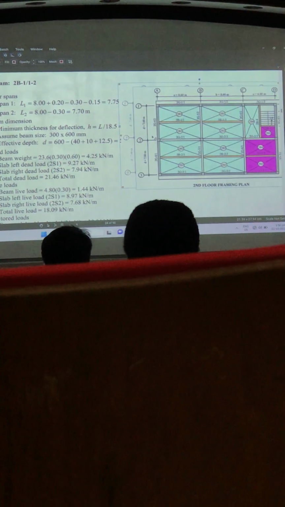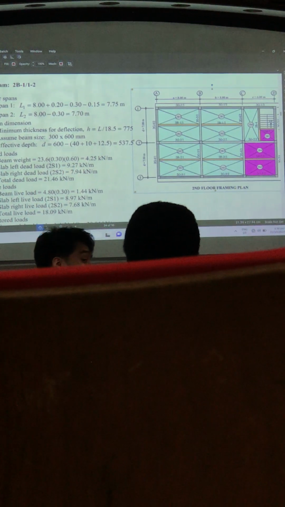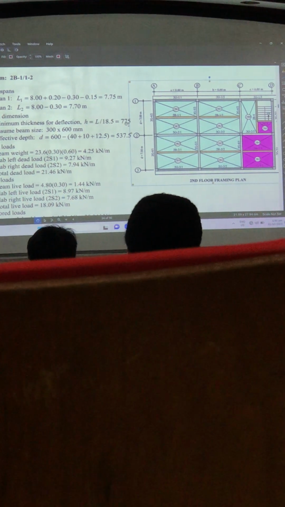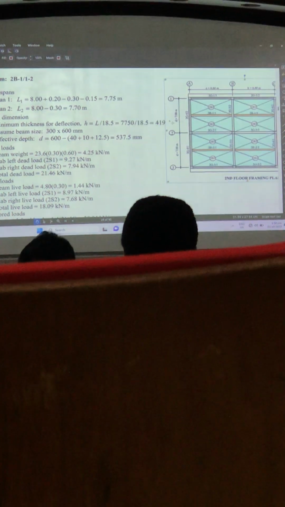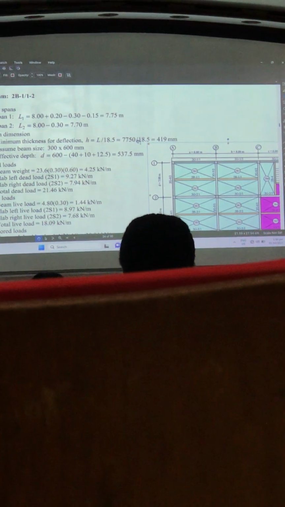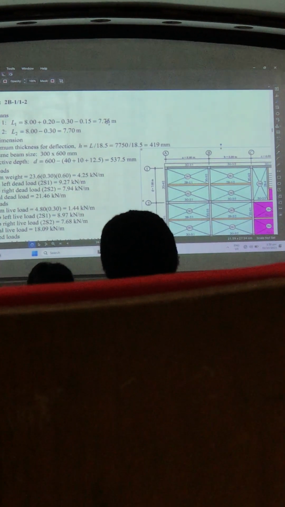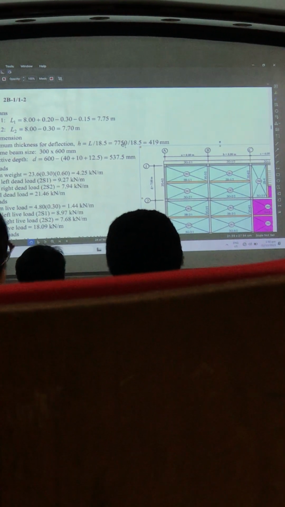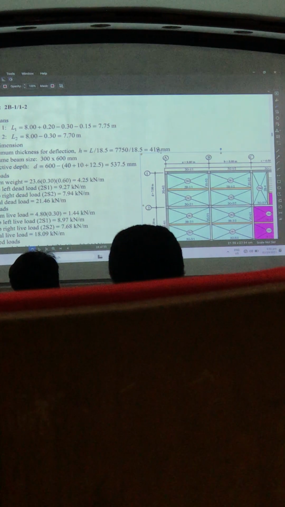And in the next step, we have here the requirement for the minimum depth of the beam for deflection control. For one end continuous, we have L over 18.5. So L is, we will use the longer span, 7.75. We use the bigger one, so we divide by 18.5, and we get 419 millimeter.